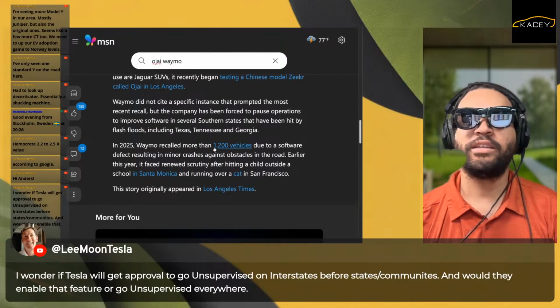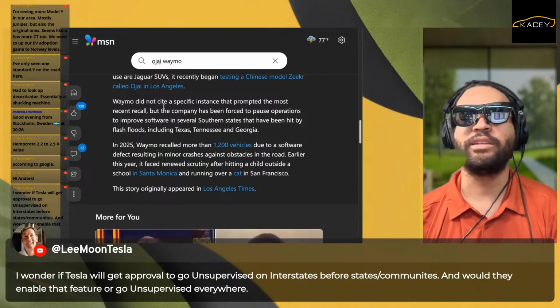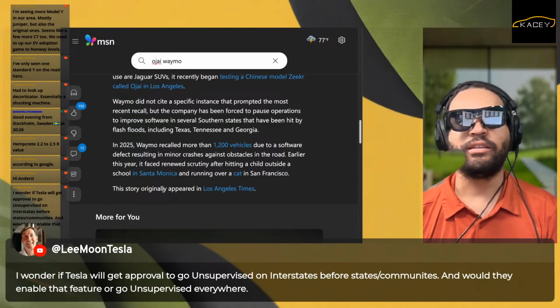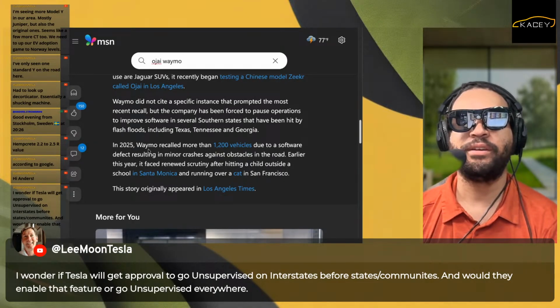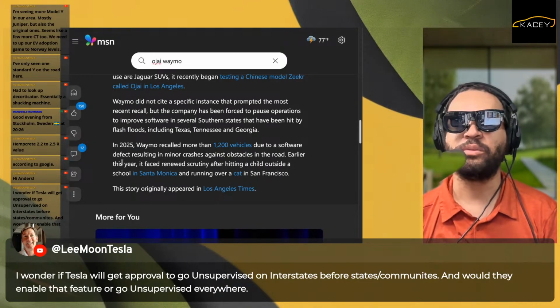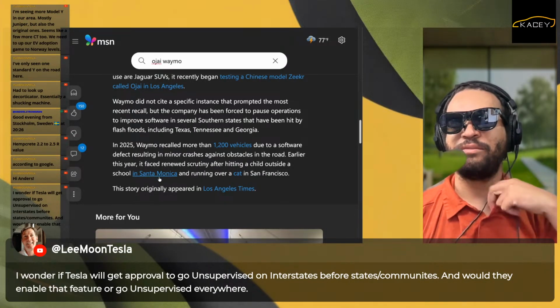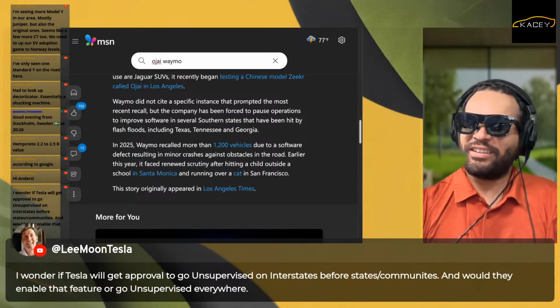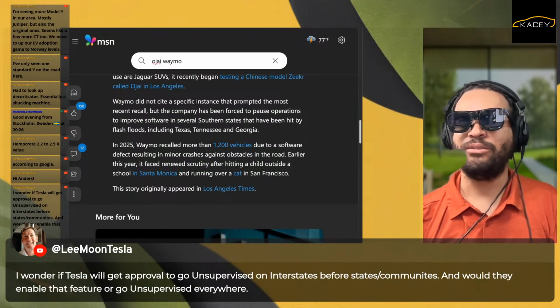Waymo did not cite a specific instance that prompted the most recent recall, but the company has been forced to pause operations to improve the software in several southern states that have been hit by flash floods, including Texas, Tennessee, and Georgia. Lee was telling us about the flooding and fires in Georgia. In 2025, Waymo recalled more than 1,200 vehicles due to a software defect causing minor crashes against obstacles in the road. They seem really cavalier with all these recalls and crashes. I mean, I'm glad that they're recalling them, but how do they suddenly miss all these edge cases with the pre-mapping and all that stuff that they do?